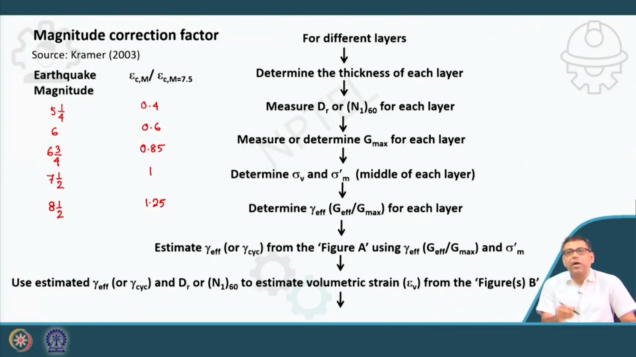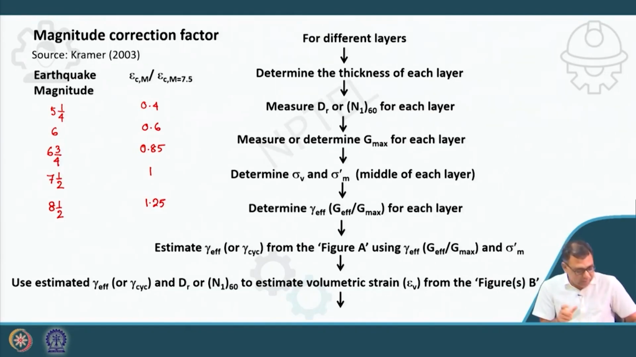Then we have to apply the magnitude correction factor, and these are the magnitude correction factors. That is, the factors are the ratio between the volumetric strain at any magnitude divided by the volumetric strain at magnitude 7.5. Okay, so now I will give you the steps.